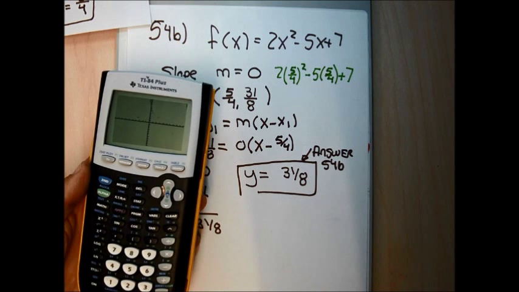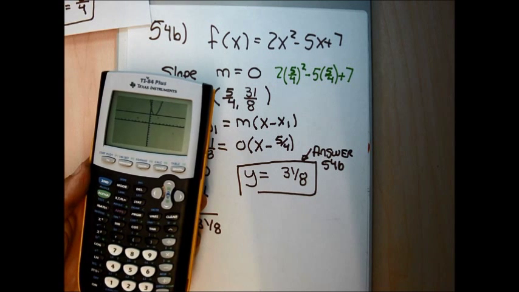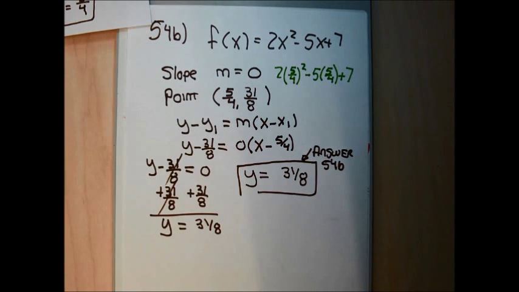So there's the parabola, here comes my tangent line. If it didn't go directly through the vertex, I know I have a mistake. Because it went directly through the vertex, I know my answer is correct. That's all there is to do for 54, parts A and B.